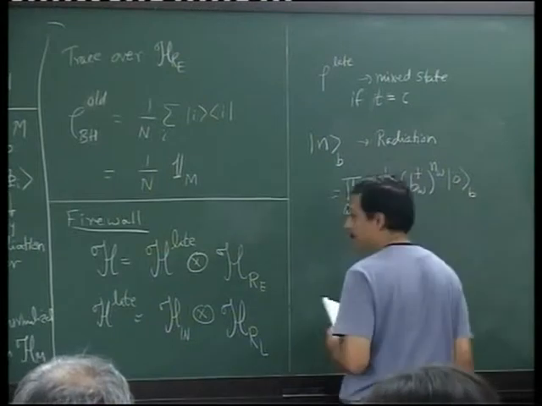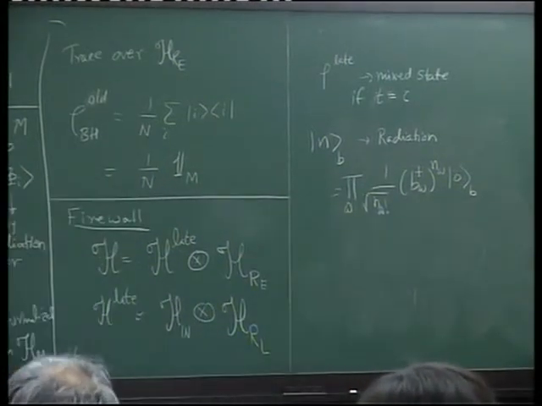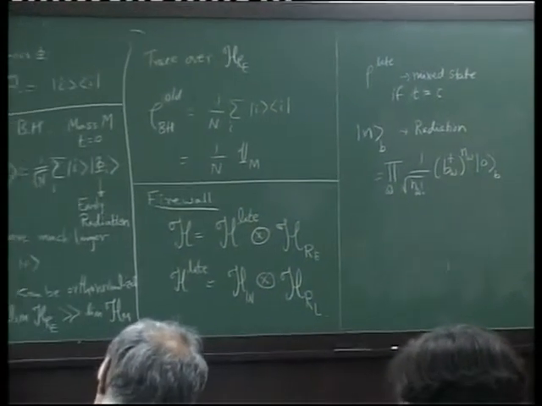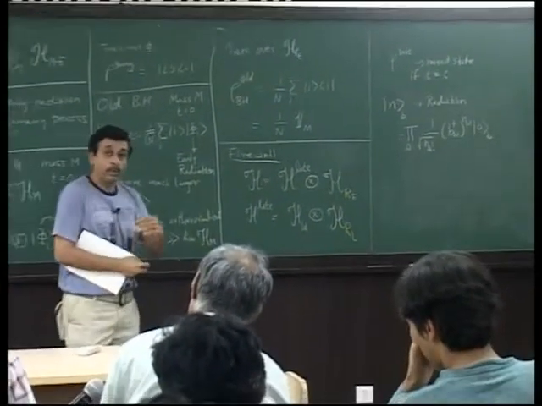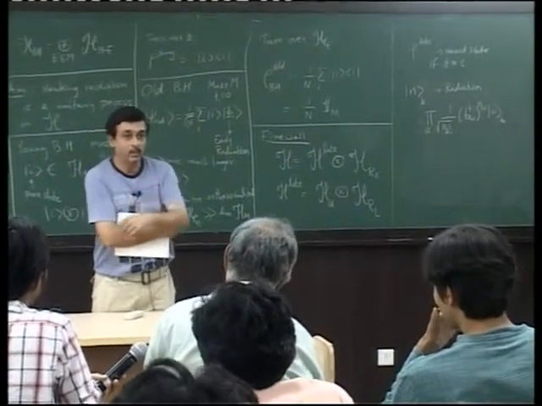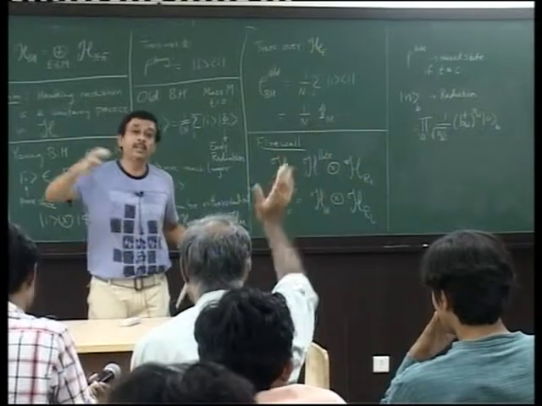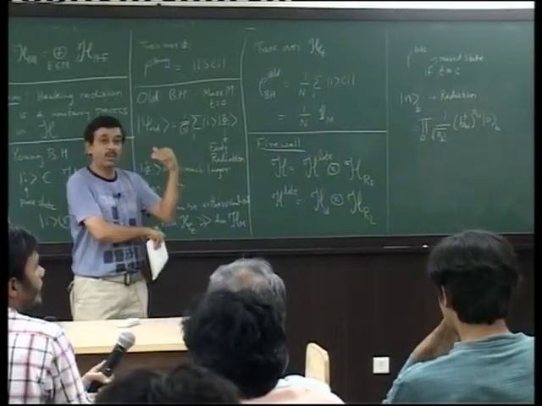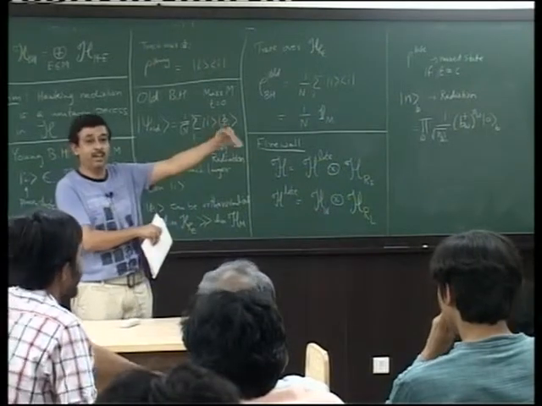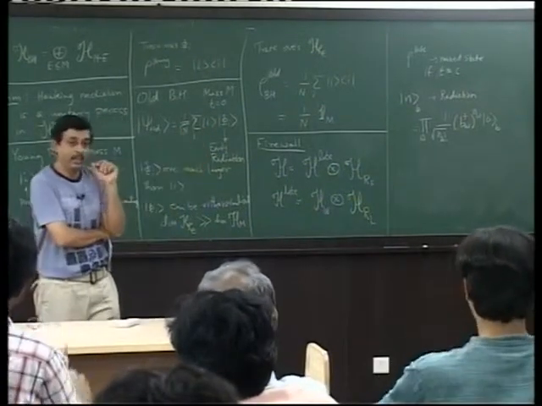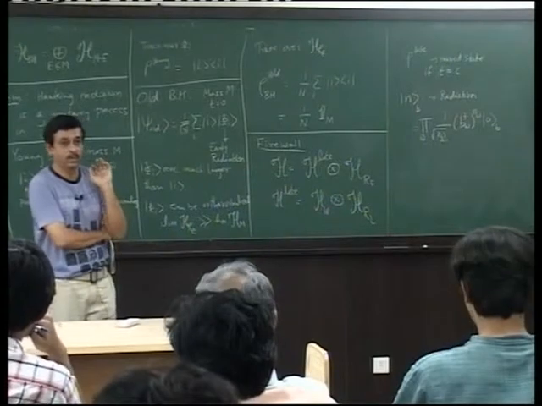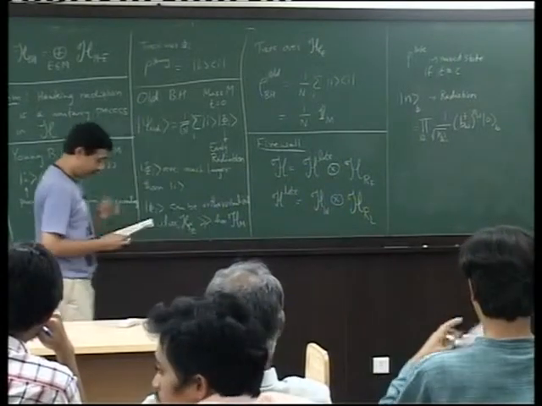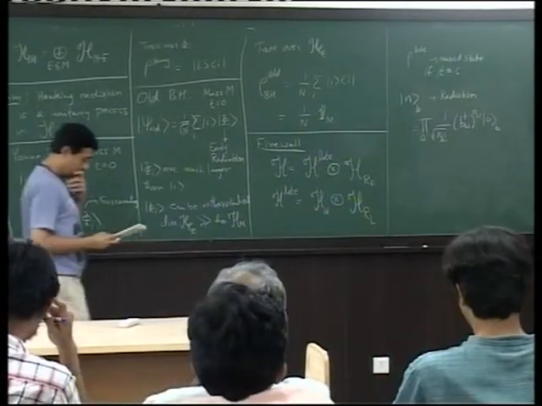Is the radiation within the stretched horizon, or has it come out in this picture? Late radiation is outside the stretched horizon, but it has not gone far away. Whatever is called early radiation has gone sufficiently far that you could forget about it. But late radiation is outside the stretched horizon.